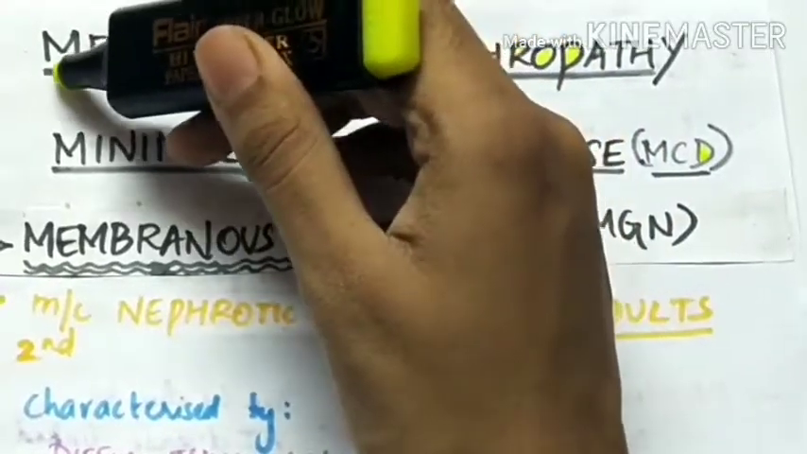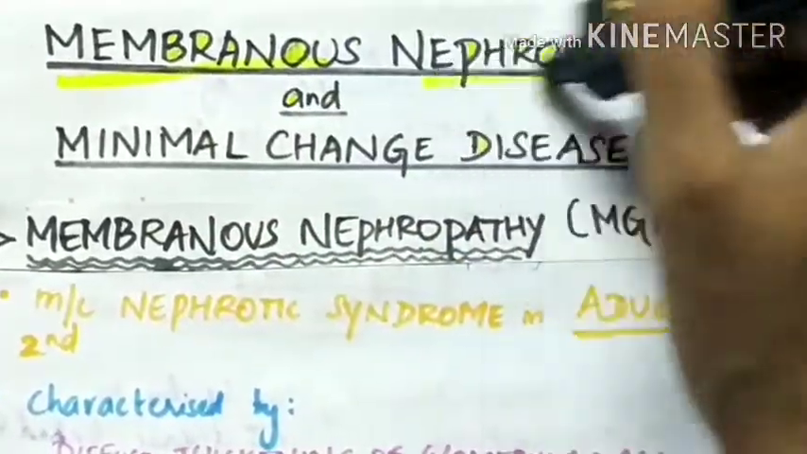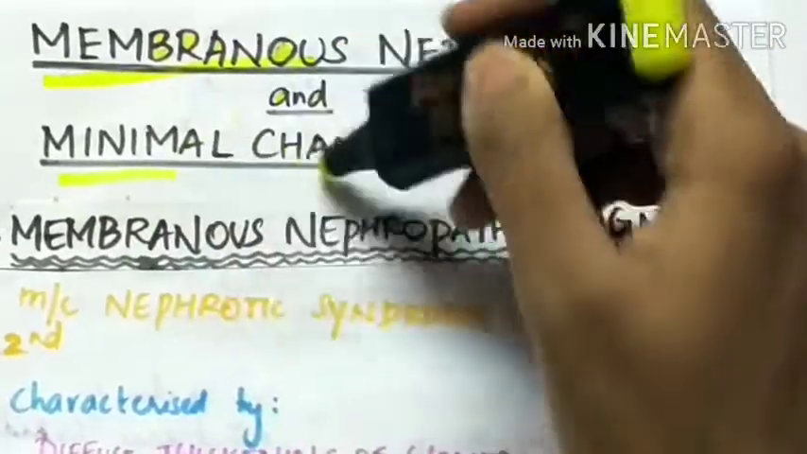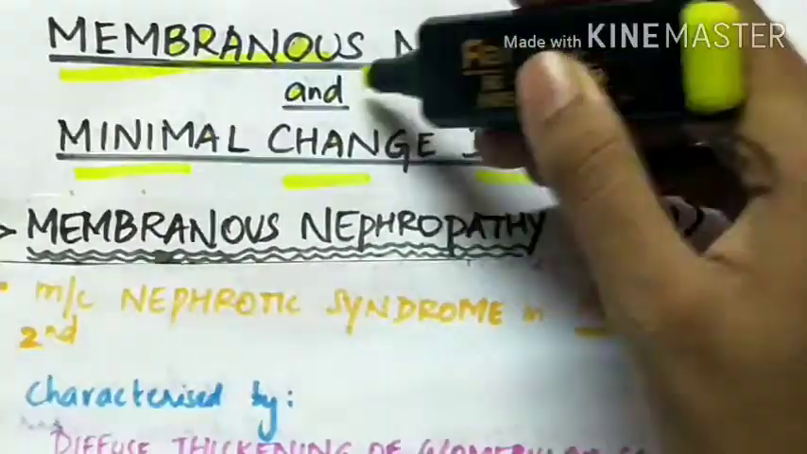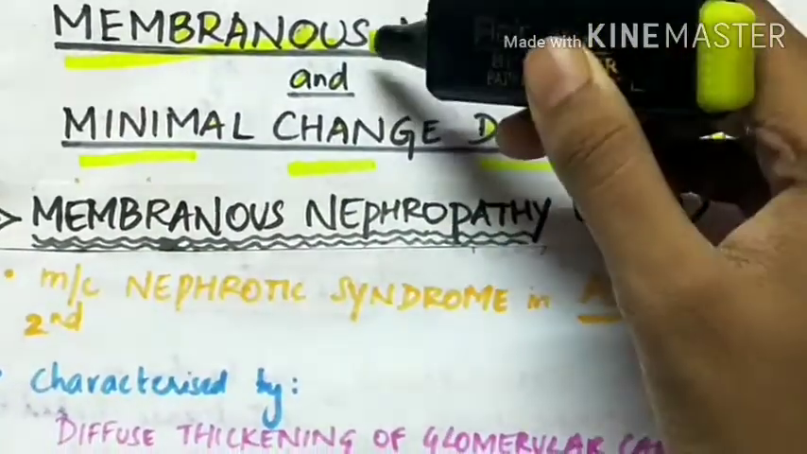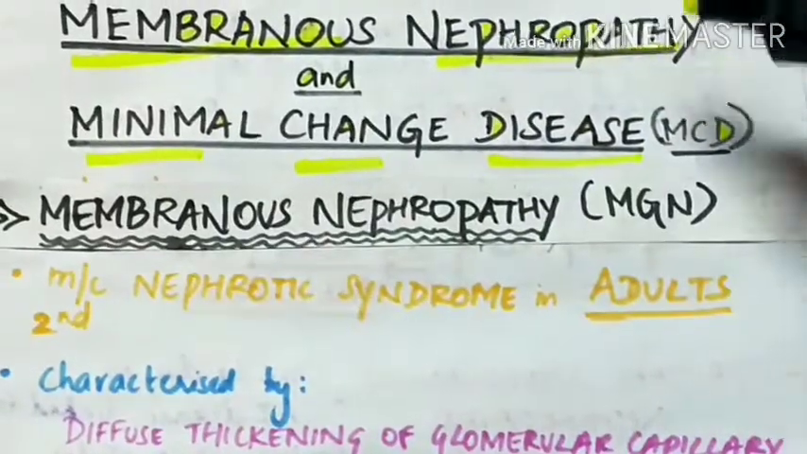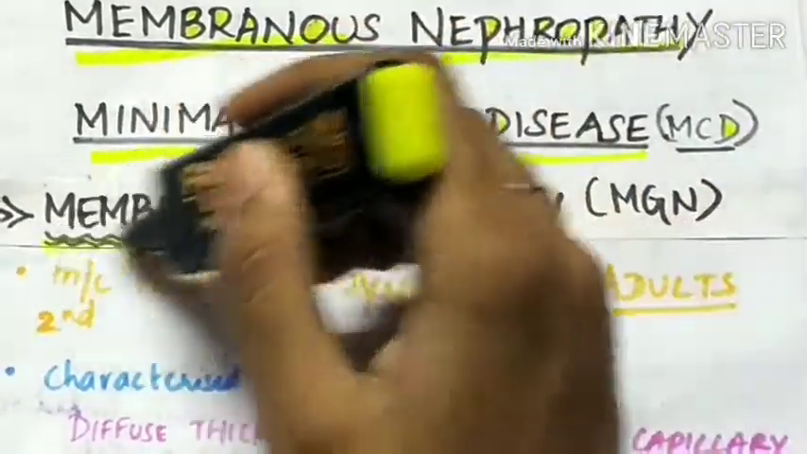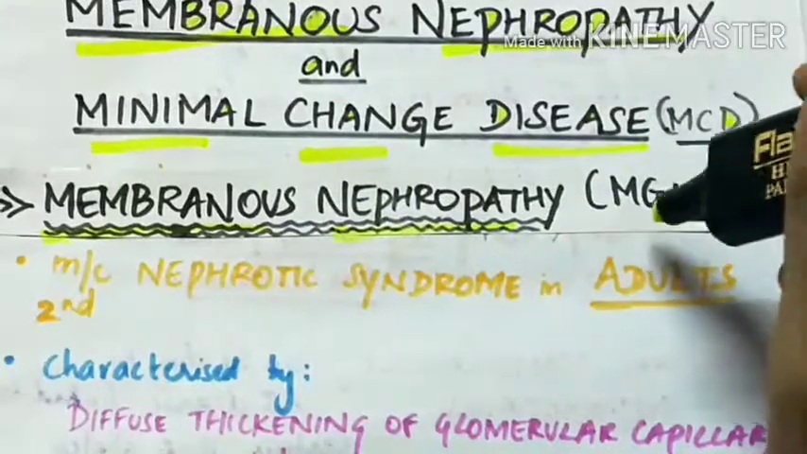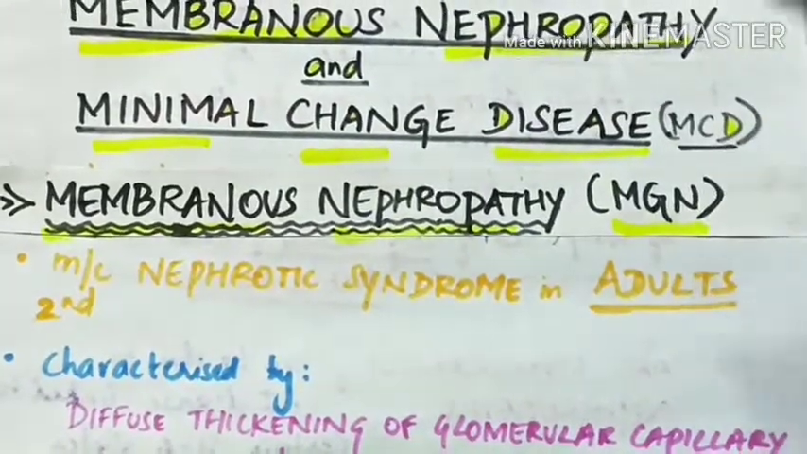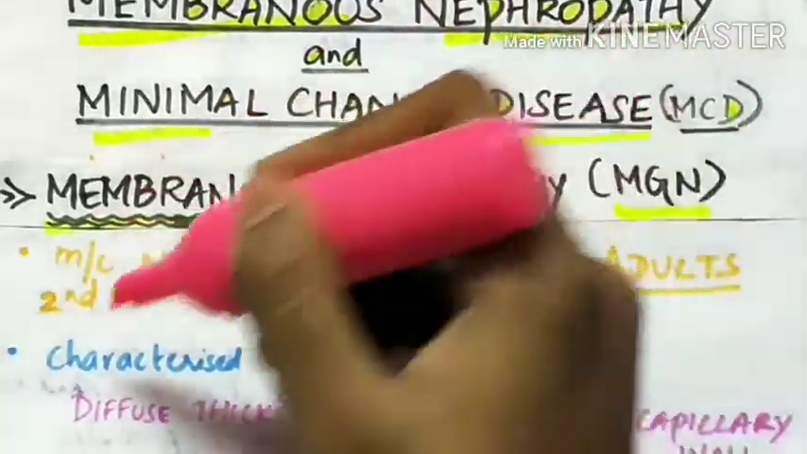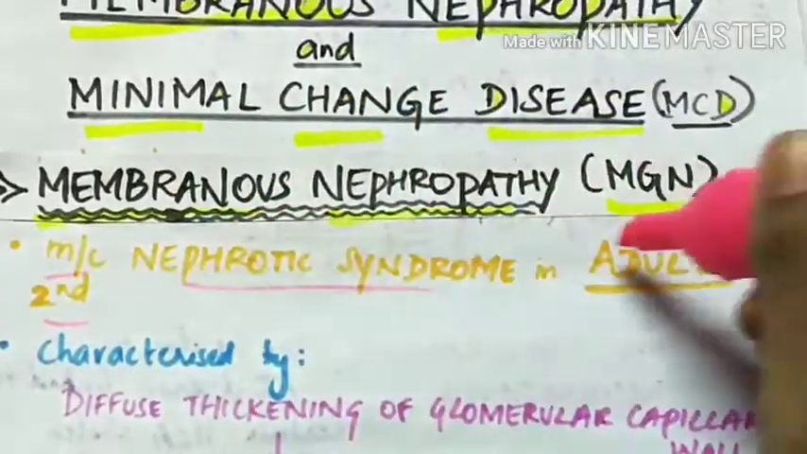First two nephrotic syndromes, membranous nephropathy and minimal change disease. The membranous nephropathy is also called membranous glomerulonephritis. First, let's see about the membranous nephropathy, also known as membranous glomerulonephritis. It is the second most common nephrotic syndrome in adults.